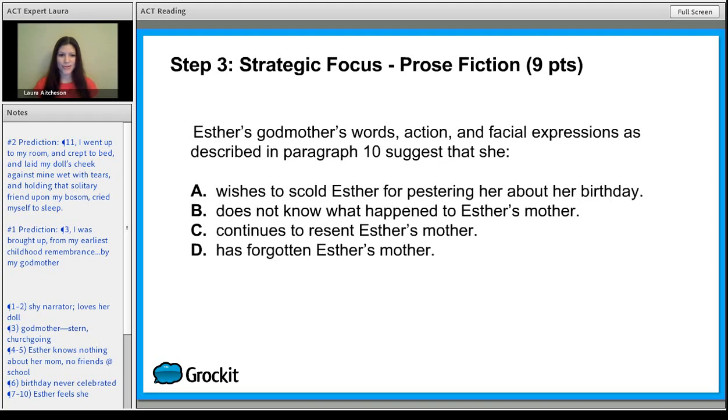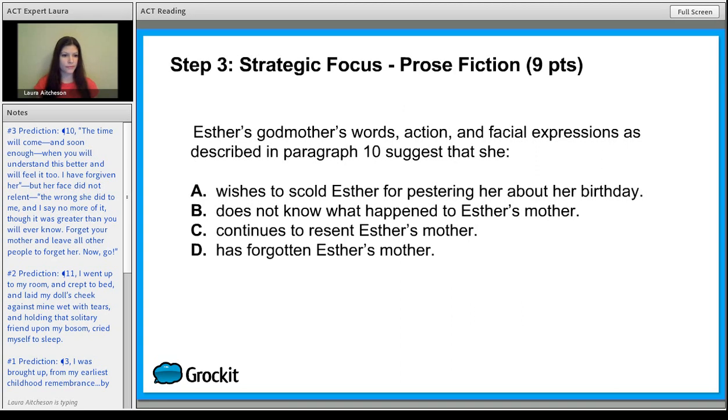We have our third question. They point us right to paragraph 10. So here is paragraph 10. It's the last part of paragraph 10, and this is what the godmother is telling her. Now, the important part here, and I can change the color so that you can see the highlight for this one. But her face did not relent.